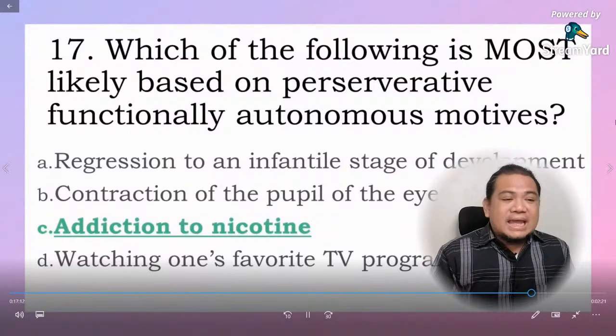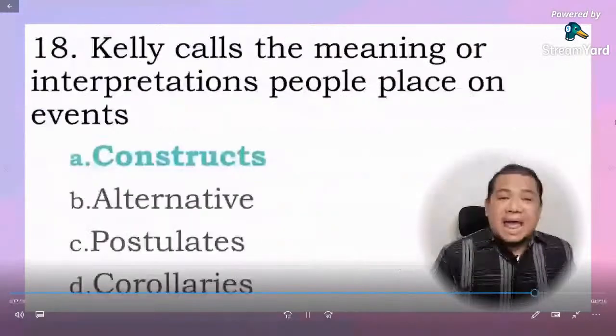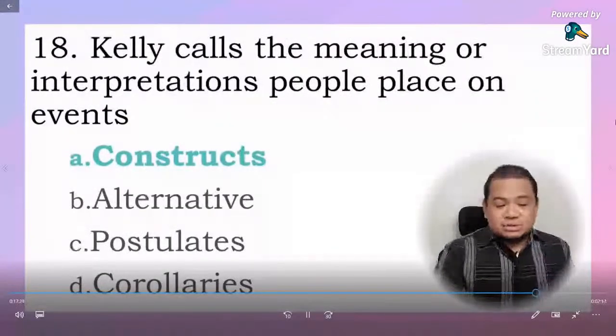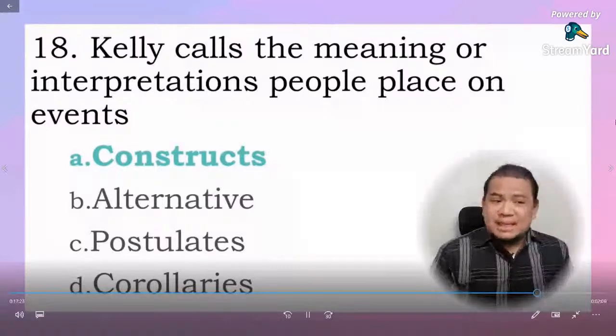18. Kelly calls the meaning of or interpretation people place on events as letter A, construct. According to Kelly, all people, including those who build personality theories, anticipate events by the meanings or interpretation they place on those events. These meanings or interpretations are called constructs.